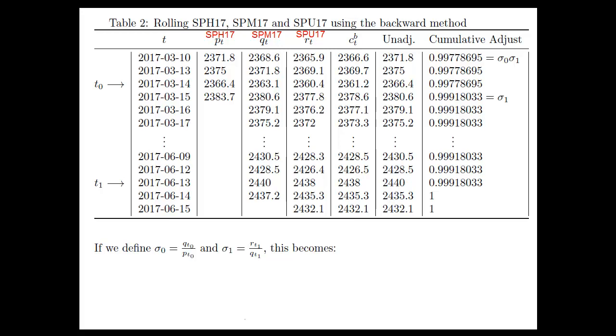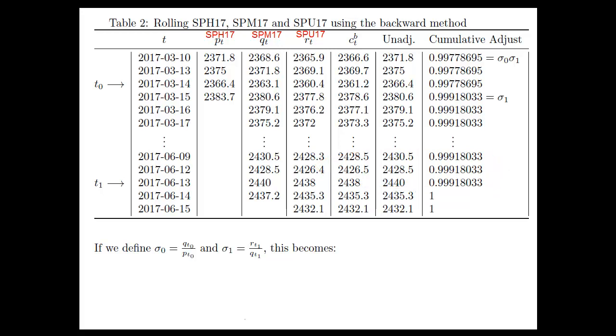So does it work? If you get a calculator and follow through the maths, you will see still on row 3 that 0.9991833 times the unadjusted close of 2440 is 2438 rounded. On row 4, applying the same ratio, we see the unadjusted close of 2428.5 multiplied by 0.9991833 is 2426.5 rounded, so the logic works.